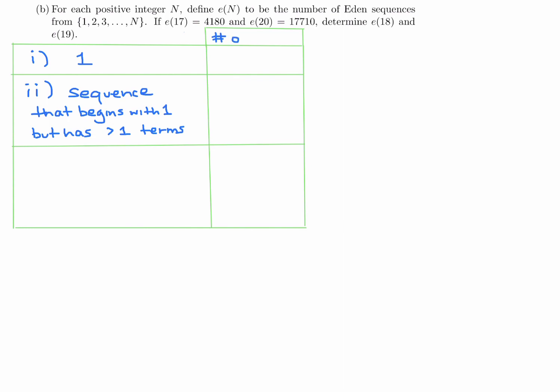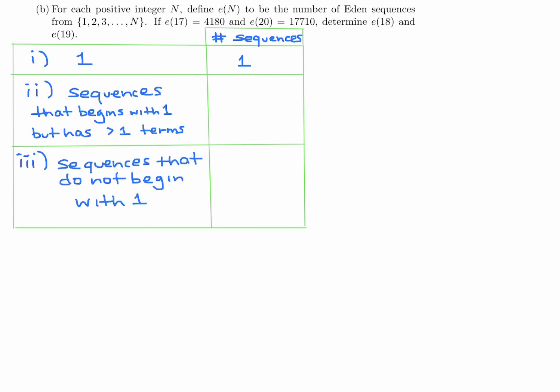Well, this was just 1, but this one I don't know. I have to come up with what this is going to be. But the third possible sequence, in terms of its description, is sequences that do not begin with 1. All right, so now that we've got this little system, how do we go about figuring out the number, generally speaking, for E_n?